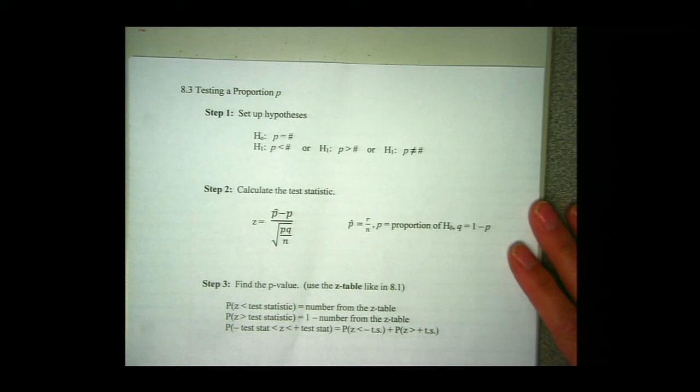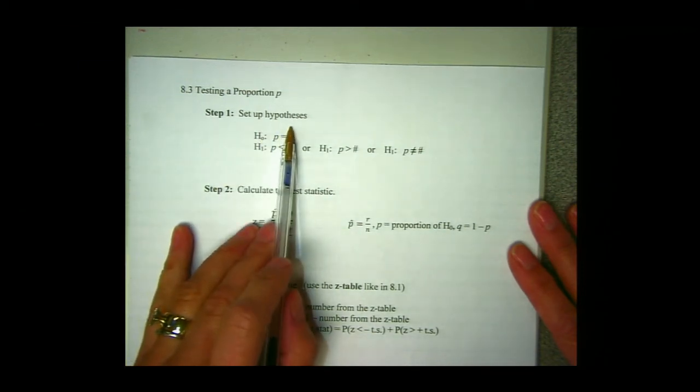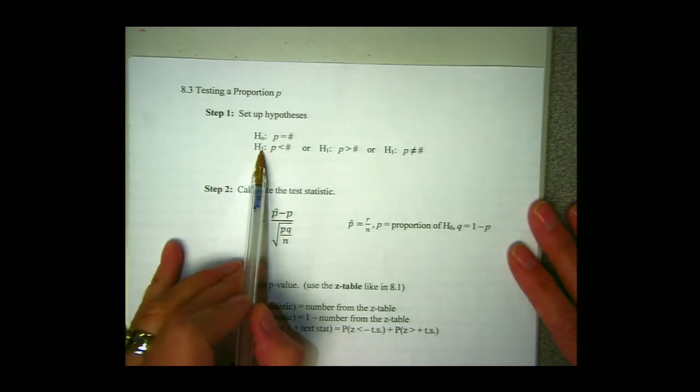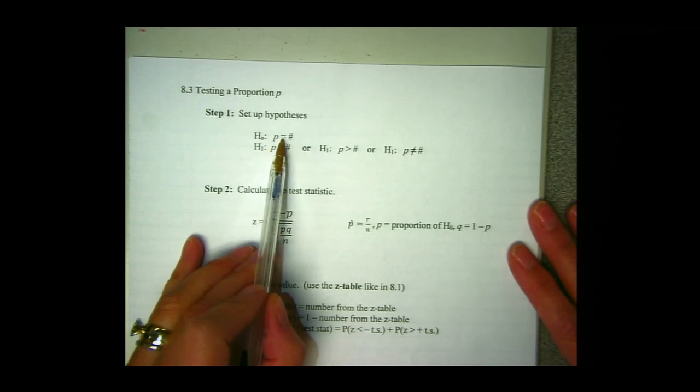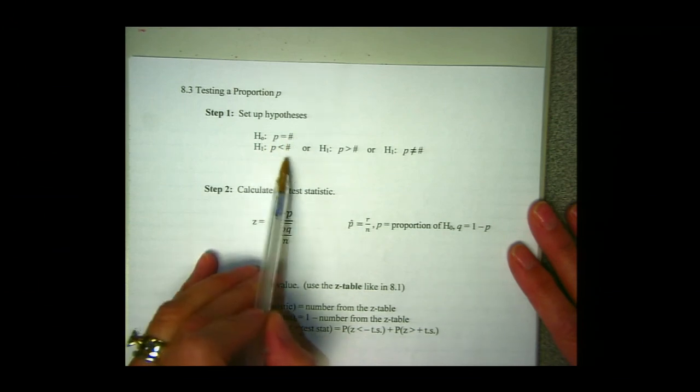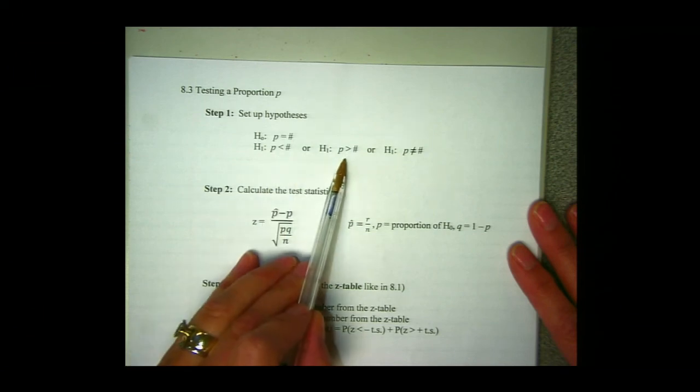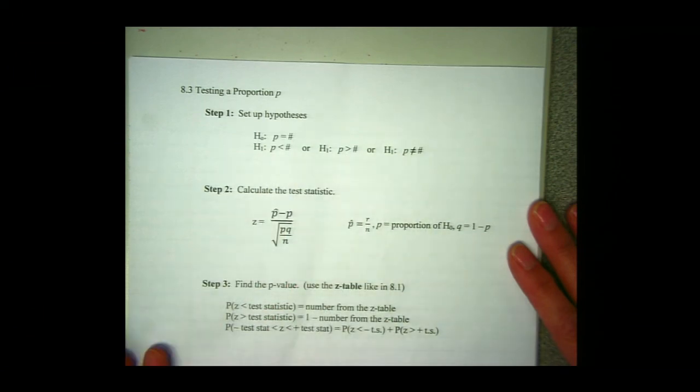So step 1 is always set up your hypotheses, which is your null and your alternate. So p will equal some value, this will be given within the problem, and then your alternate will be either less than, greater than, or not equal to.